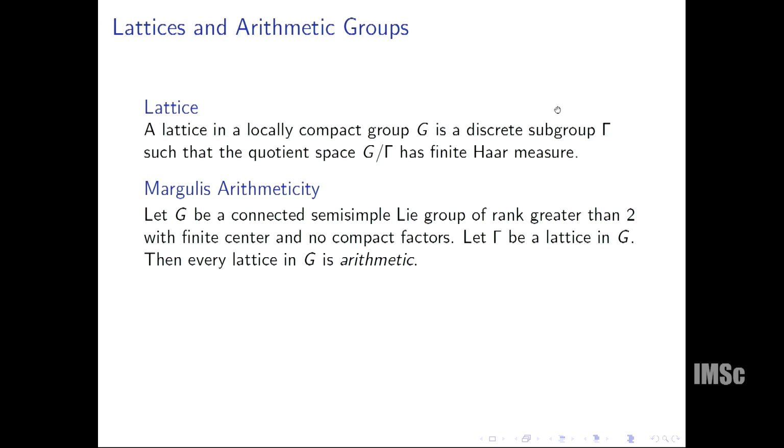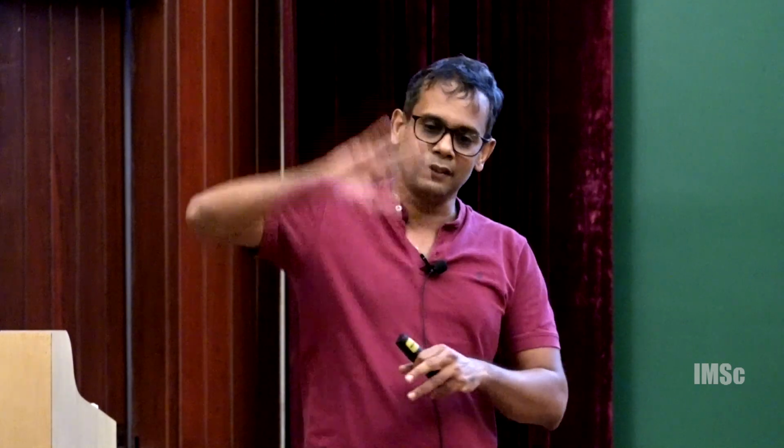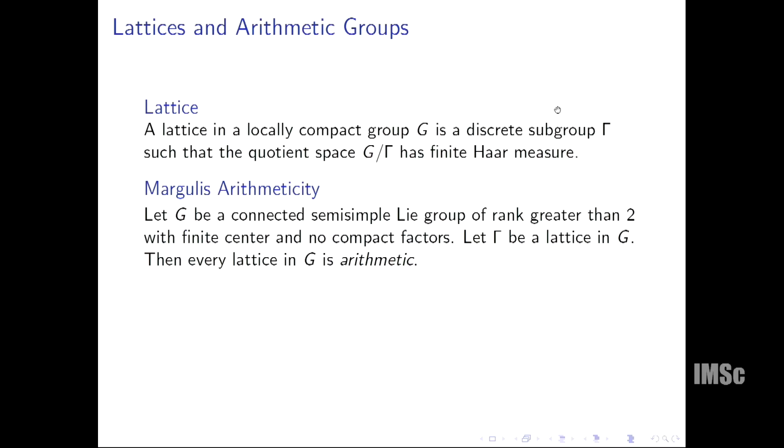So a simple example you can think of is R squared, which is a group under addition, and Z squared is a lattice inside R squared, right, the integer points. Because they are scattered all over, and a fundamental domain for the integer points in the real space is just a square, and that has finite volume. So that's what I mean by the quotient space having finite Haar measure with respect to the notion of volume that you have on the group G.